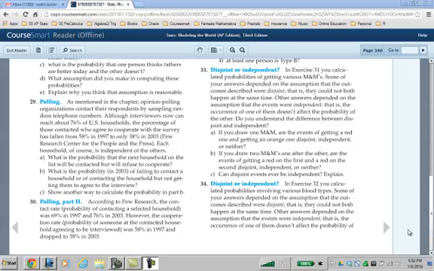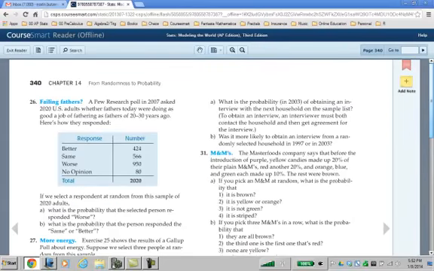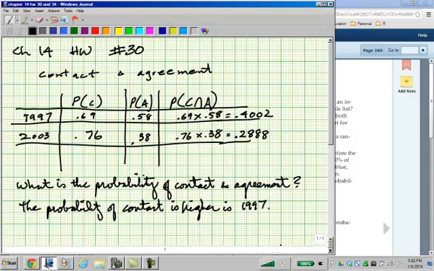So the contact rate in 1997 was 69% and 76% in 2003. And the cooperation rate, in other words, the willingness of the person to conduct the interview once they've been contacted, was 58% in 1997 and dropped to 38% in 2003. So the question is, what is the probability in 2003? And just as important, we need to know what's the probability in 1997 of obtaining an interview, the next household on the sample list. So I made a table.